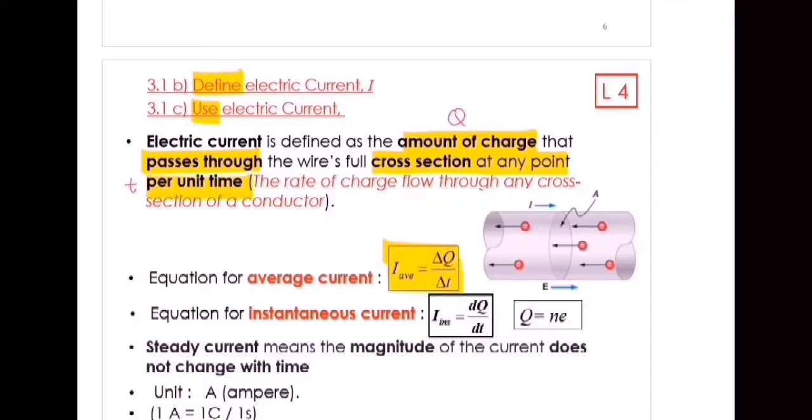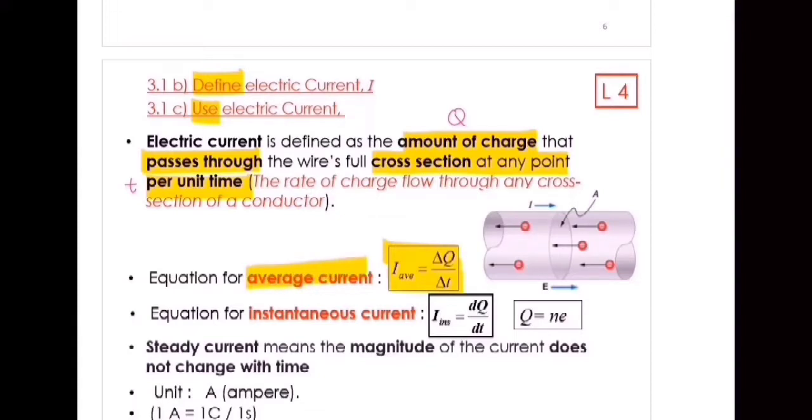For example, 5 seconds. So how much charge travels, or the amount of charge that travels in those 5 seconds, would be your current. So for example, if 10 charge travels in those 5 seconds, your current would be 10 divided by 5, so you will get 2. So current is the amount of charge travelled per unit time. This is for average current.